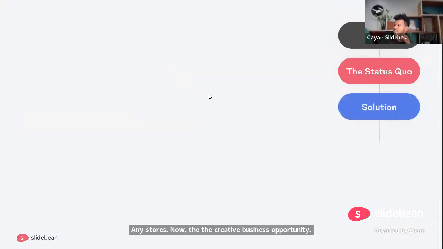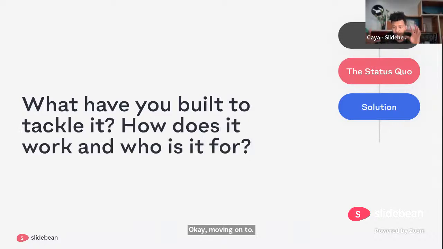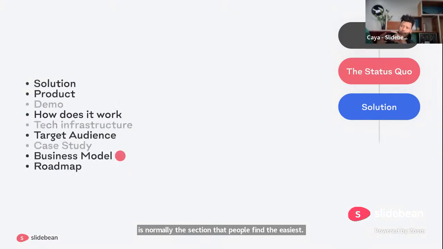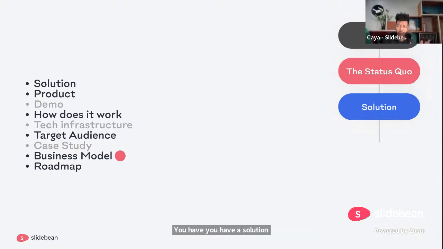It's not a problem. Okay, moving on to the solution section or the product section, which should answer the question of what have you built to tackle this problem, how does it work, and who is it for? This is normally the section that people find the easiest. Slides to include here are your solution slide, your product slide. It's almost an answer to the status quo section, right? So you have a problem that you have identified. Here's what we've built to tackle it, right?